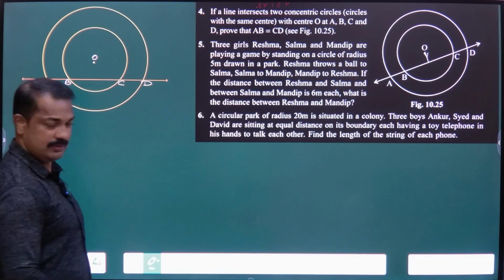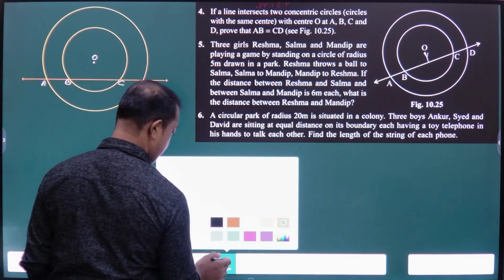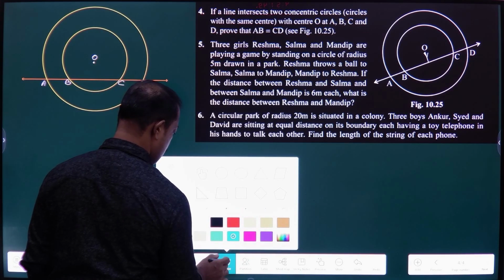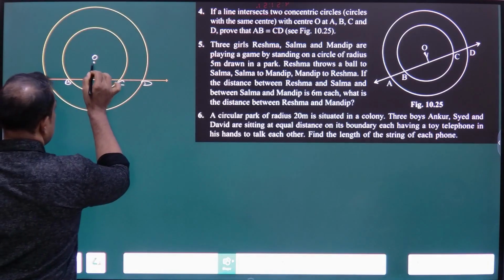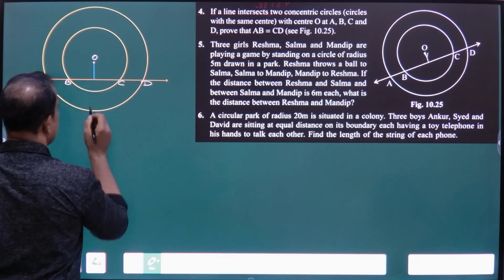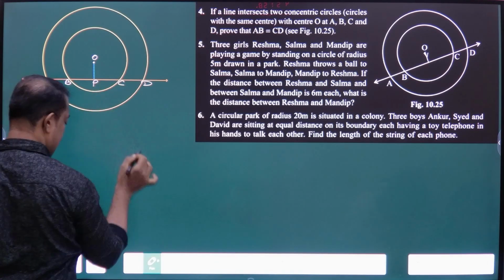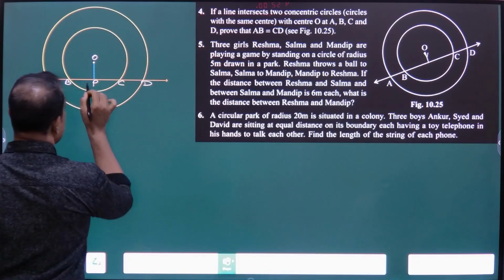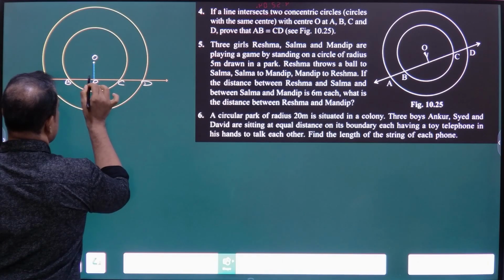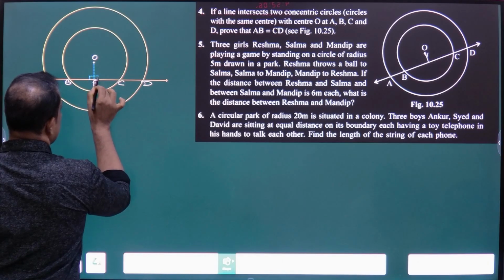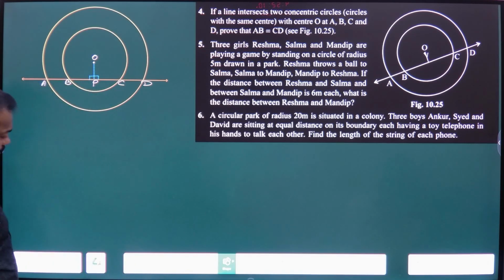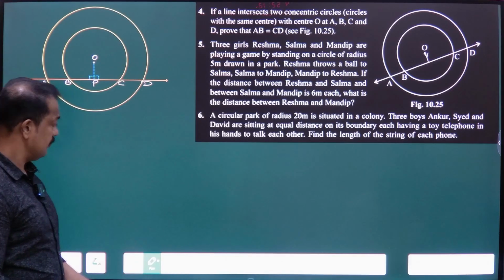Construction: Draw OP perpendicular to AD. Now prove.